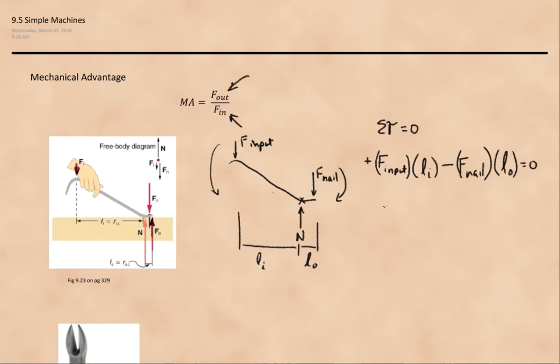Then rearranging this, we have, so the mechanical advantage here is simply the ratio of the two lengths, the distance to where the input force is applied to the distance where the output force is applied.